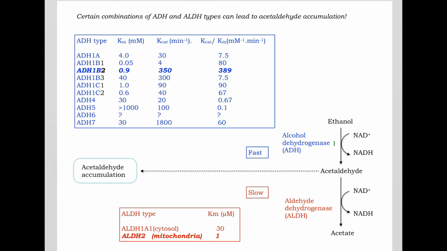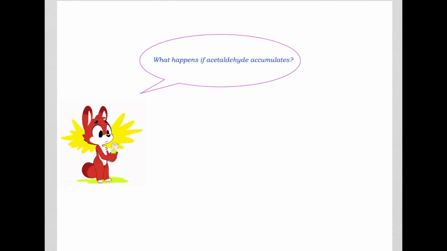So if this first reaction happens very fast, and the second reaction catalyzed by ALDH happens very slow, then what we are going to see is an accumulation of this chemical acetaldehyde in the liver, and eventually this chemical will escape out of the liver into the bloodstream, and of course from the bloodstream it will go to every part of the body. So what happens if acetaldehyde were to accumulate in our body?